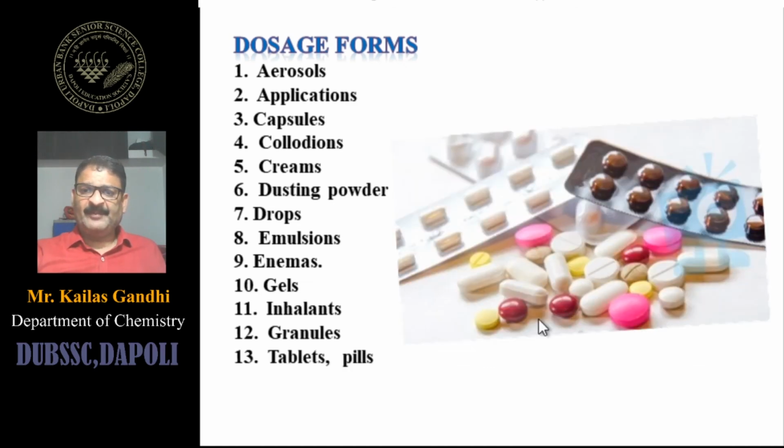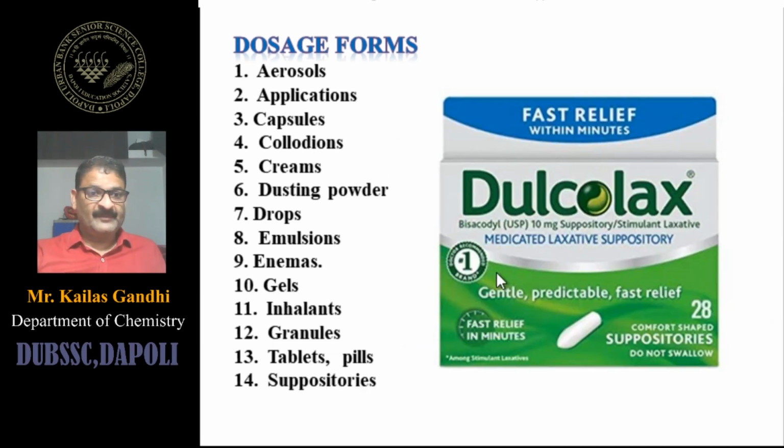The next one is tablets or pills. Depending upon the size, the small size of tablet is considered a pill and the bigger ones are considered a tablet. Okay. So we are familiar with this. The next one is the suppositories. Suppositories are directly inserted into the anus, especially for patients suffering from constipation. In such patients the suppositories are utilized.